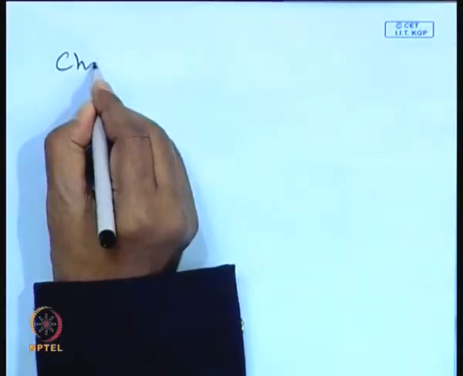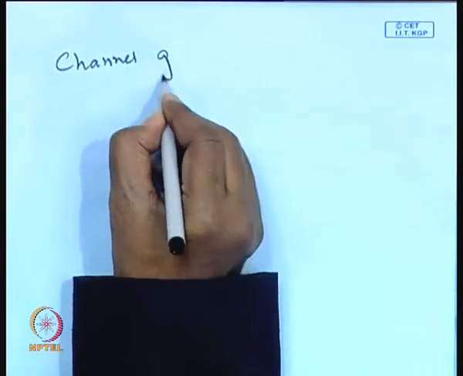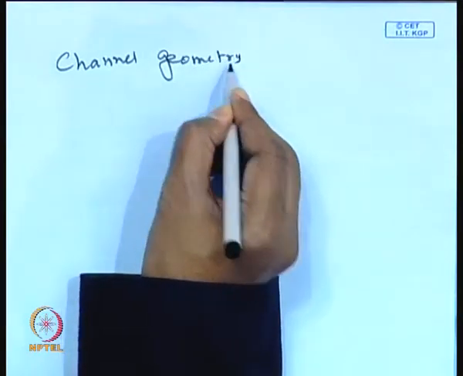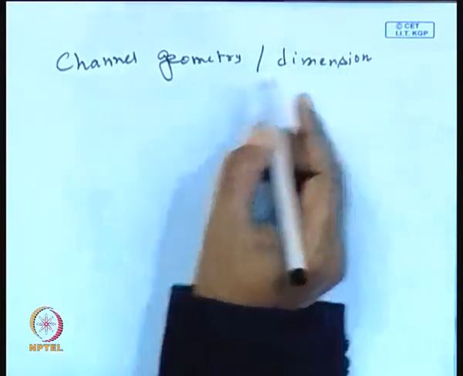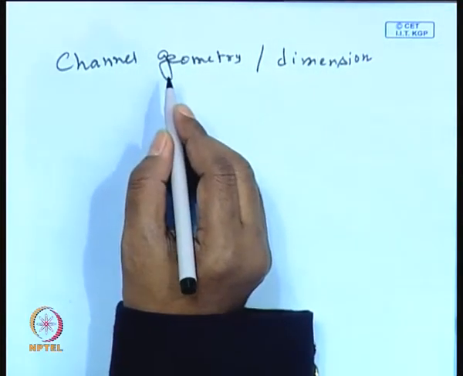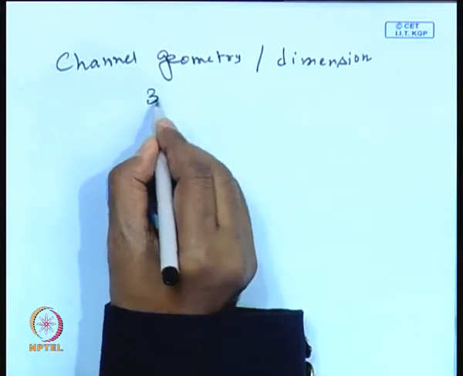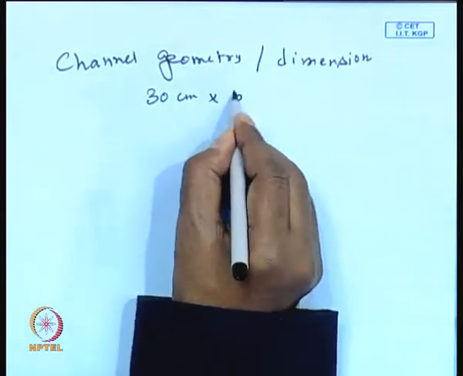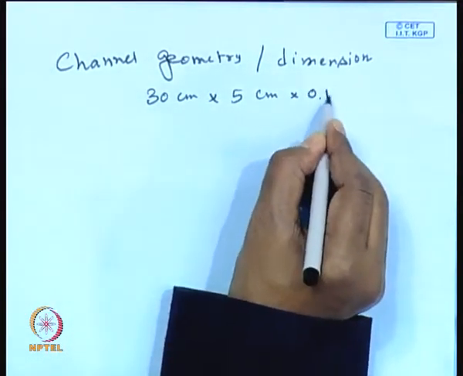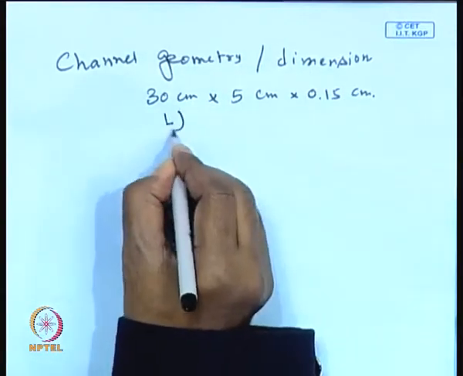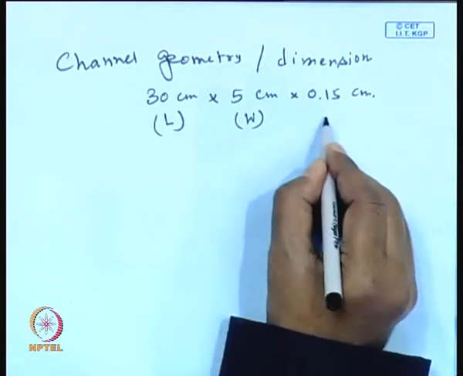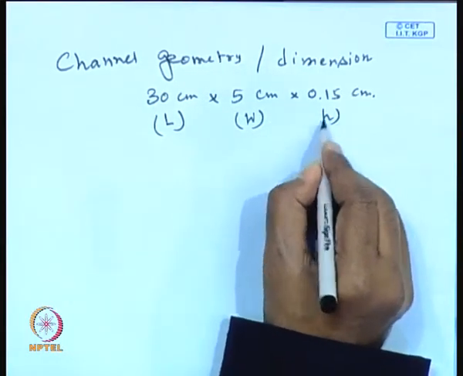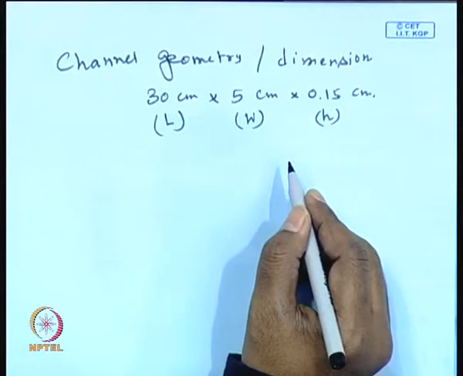The channel geometry is given. Channel geometry or dimension. The dimension is 30 centimeter, 5 centimeter cross 0.15 centimeter. This is the length 0.3 meter, this is the width 0.05 meter and this is the height 0.15 meter. Okay.